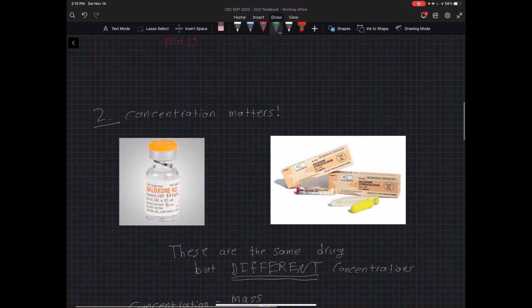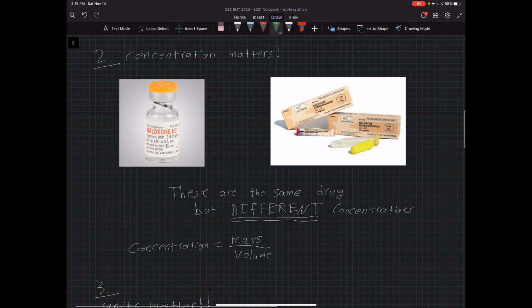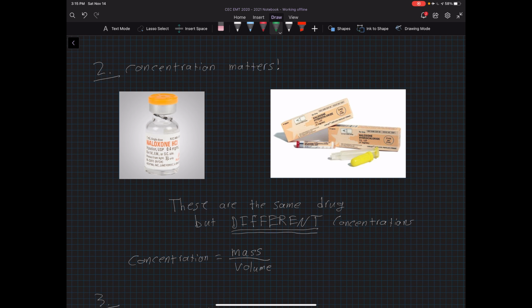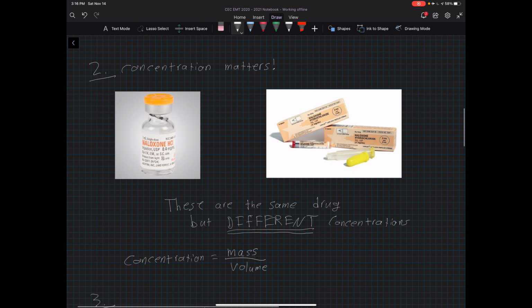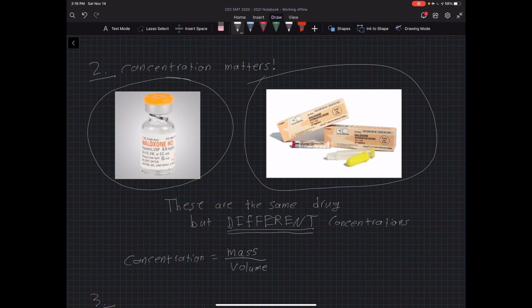Dovetailing off of that is concentration matters. Okay? The concentration that is in our vial, or whatever we're drawing up from, matters, because without the concentration, we don't know what the volume that we're going to draw up is. So this here is a vial of Narcan. Okay? This is also Narcan.